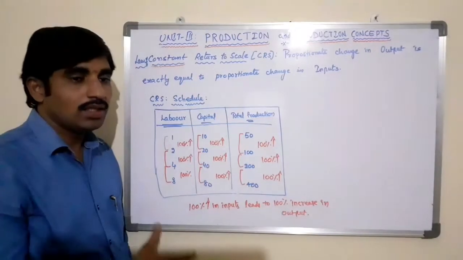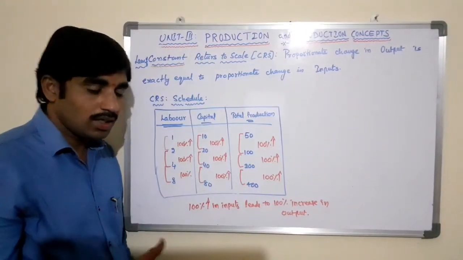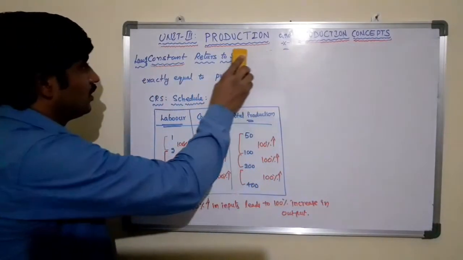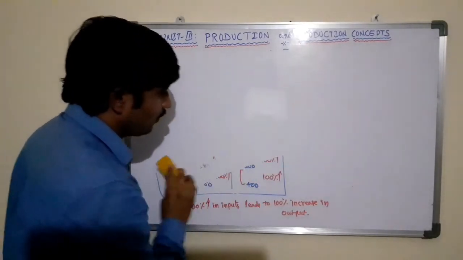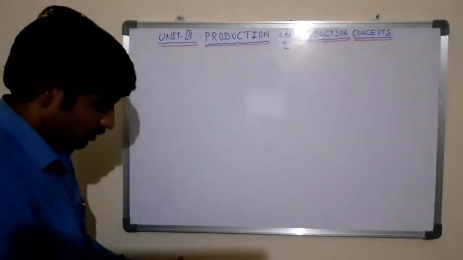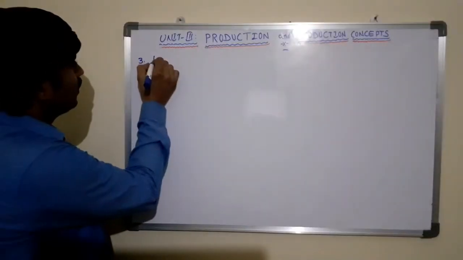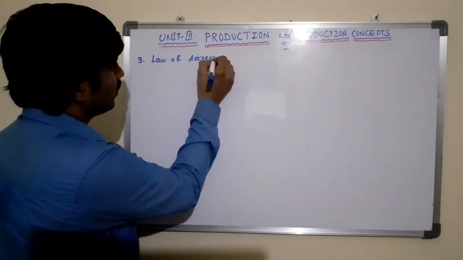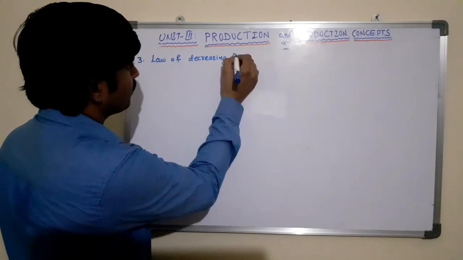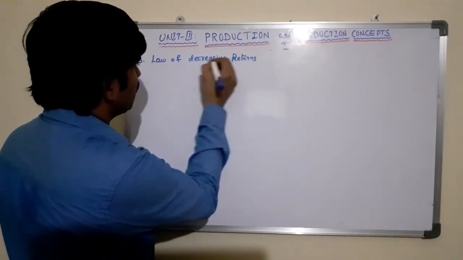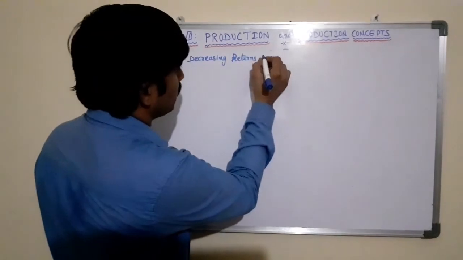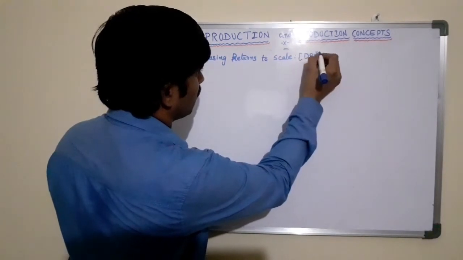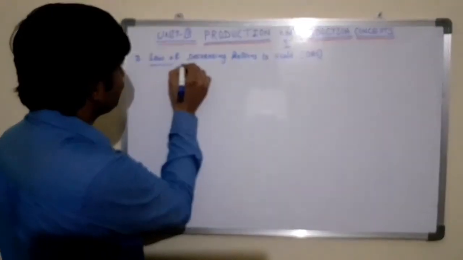If any changes occur, it may be increasing returns to scale or decreasing returns to scale. Now let us see the third returns to scale, that is the law of decreasing returns to scale. DRS, decreasing returns to scale.